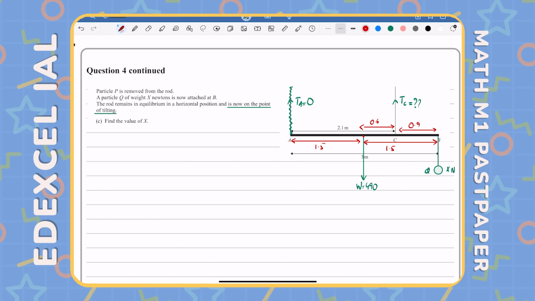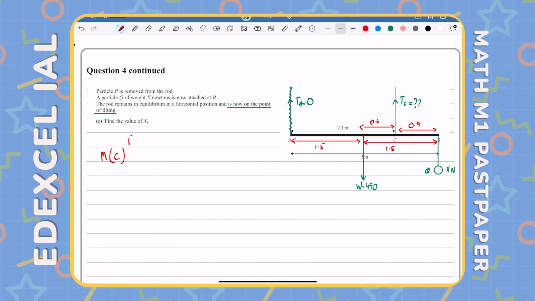Now let's pick a point from where we're going to calculate moments. If I pick A, then what is the problem that we can run into? We'll have two unknowns. This force is unknown and this force is unknown. So how about I pick C? If I pick C, then the distance of this force from C is 0. So we don't have to deal with this, and that will help us calculate the value of X. So let's calculate moments about C.